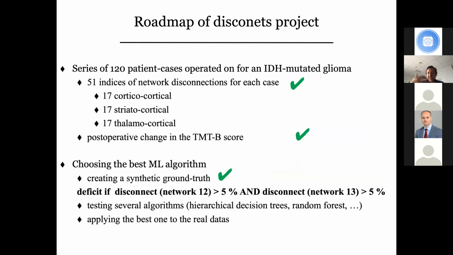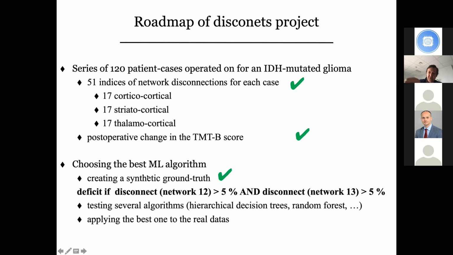So this is now our roadmap of the disconnect projects. We are working on a series of 120 patient cases. We have computed for each case 51 indices of network disconnection because we have cortico-cortical connections, striatocortical and thalamocortical. So we have 17 networks for each of these kinds of connections. We have the postoperative change in the trail-making test part B. We have created a synthetic ground truth.